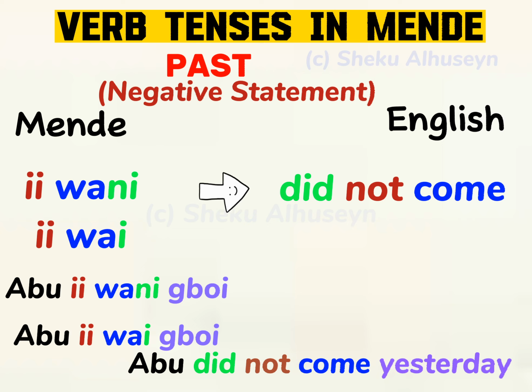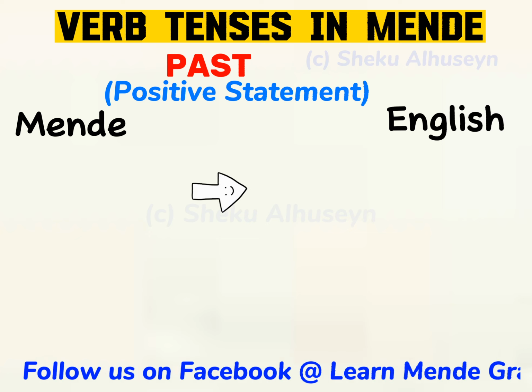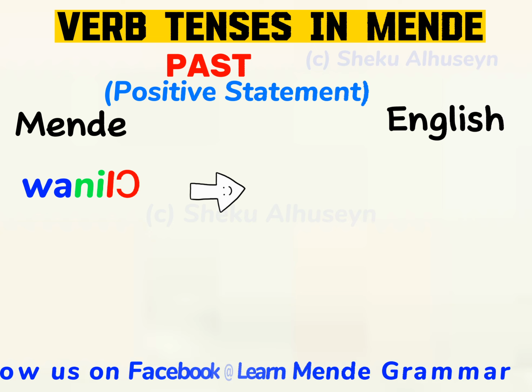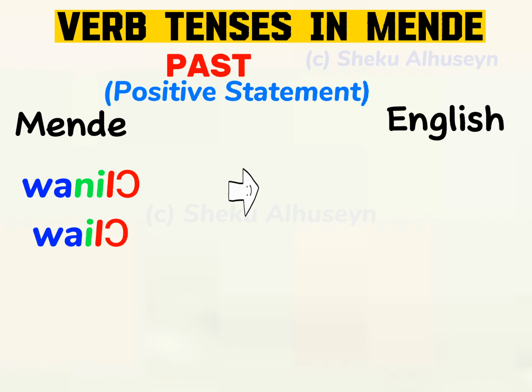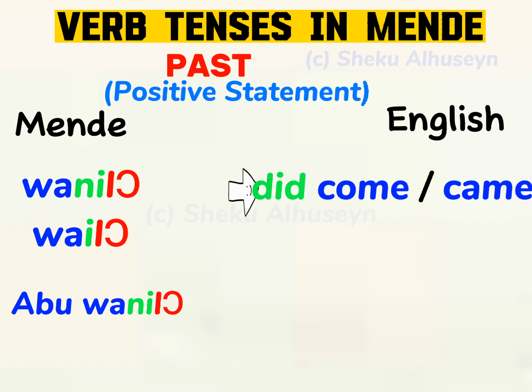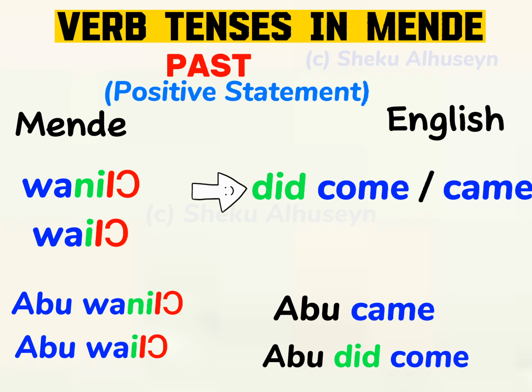Now, let's look at the past form of the verb used in a positive statement. If the statement is positive, we add the word lo as a suffix to the verb. So we have wanilo or wailo. For example, Abu wanilo or Abu wailo. Abu came, or Abu did come.